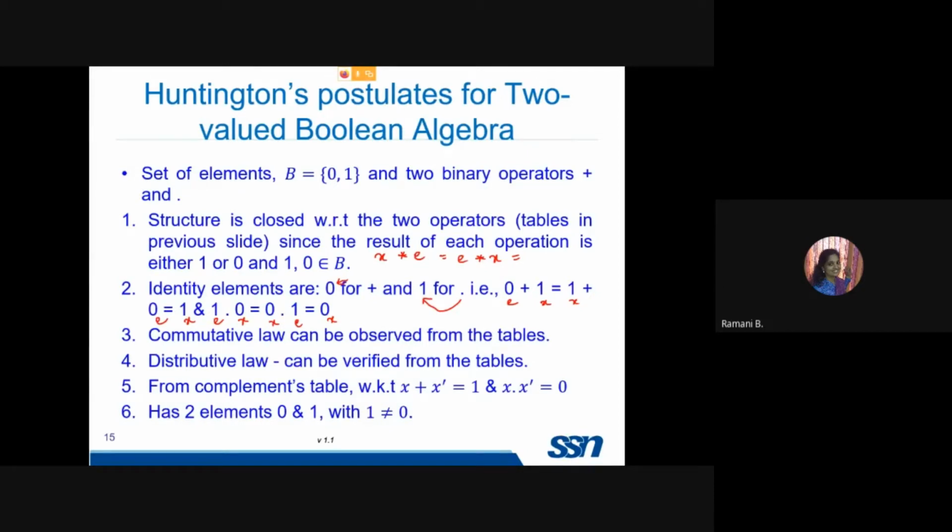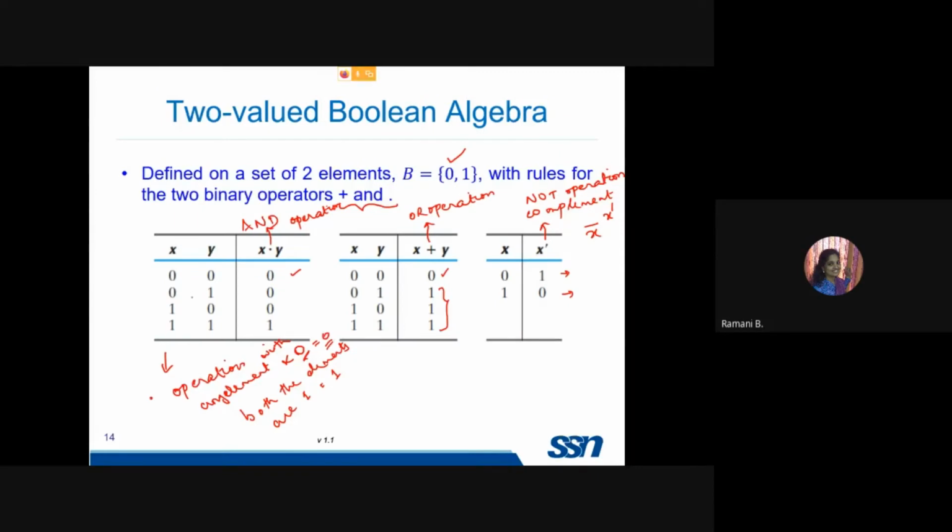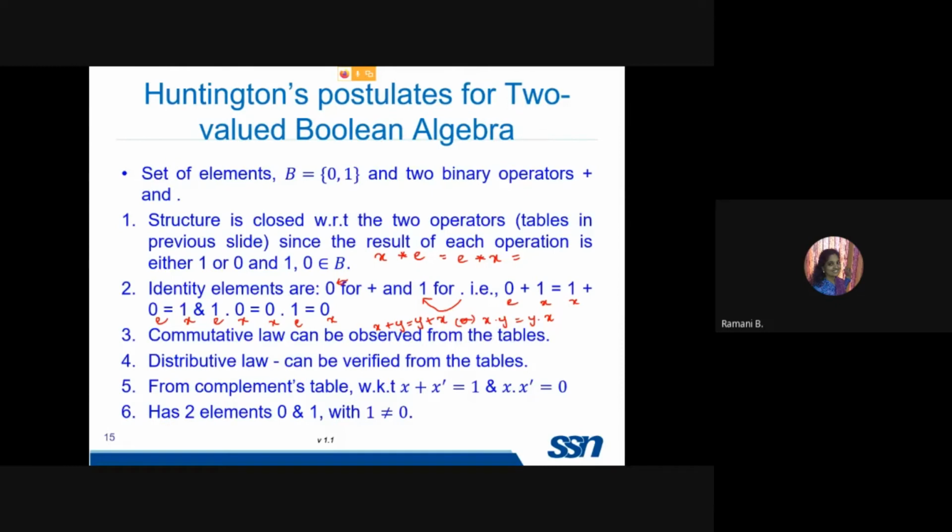And the commutative law that we know: x plus y is equal to y plus x, or for the dot operator, x dot y is equal to y dot x. You can see this here. 0 plus 1 is equal to 1 and 1 plus 0 is equal to 1, so x plus y is equal to y plus x, both giving you the same result. In a similar way, 0 dot 1 and 1 dot 0 give you the same result. So this shows the commutative property.